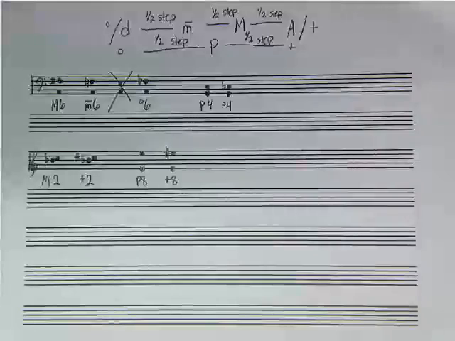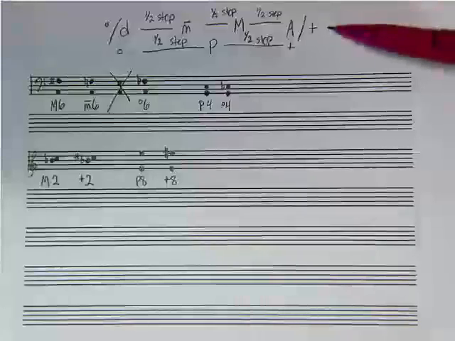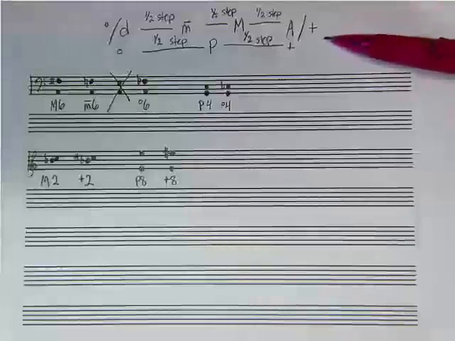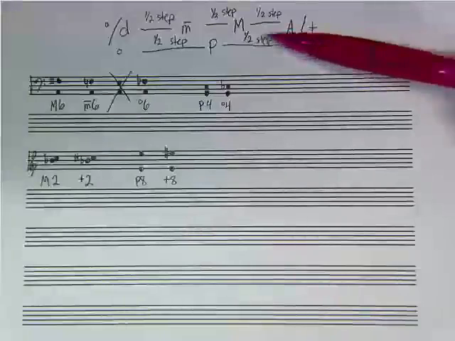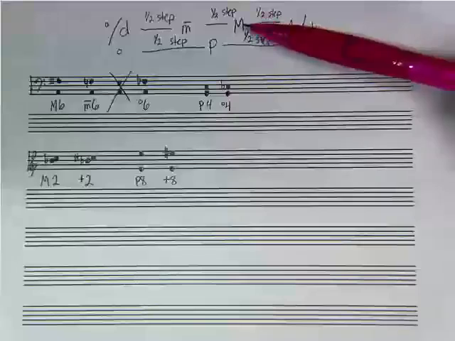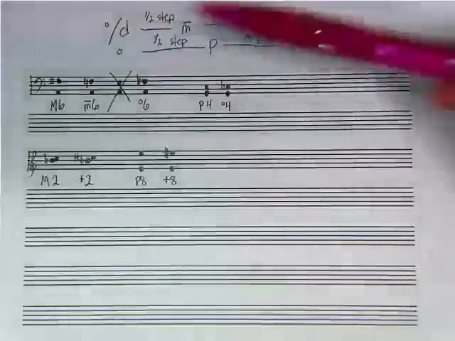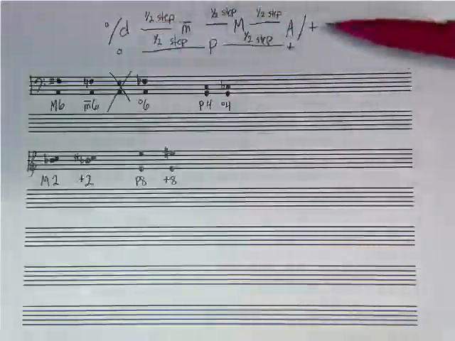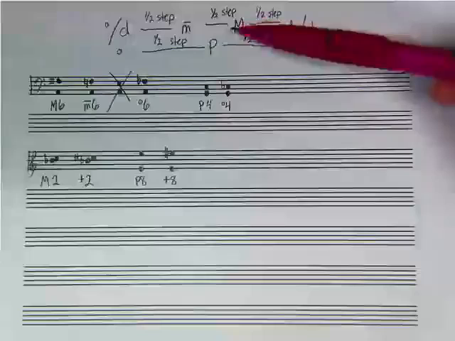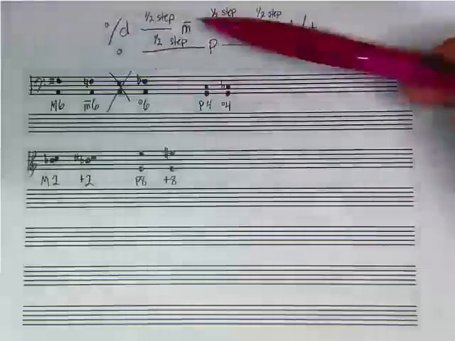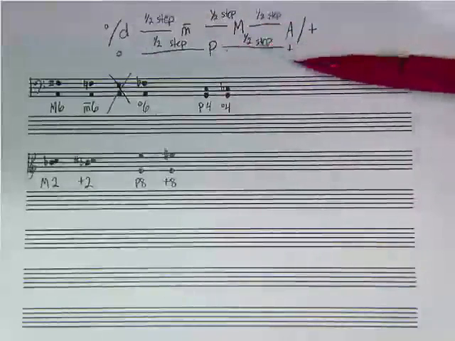This has been a video about writing augmented and diminished intervals. Make sure that you know this chart at the top very well. It looks kind of messy, but you get the idea. Major intervals, a half step smaller, are minor; a half step smaller still, diminished. Major intervals, a half step bigger, are augmented. Perfect intervals, a half step smaller, become diminished. Perfect intervals, a half step bigger, become augmented.